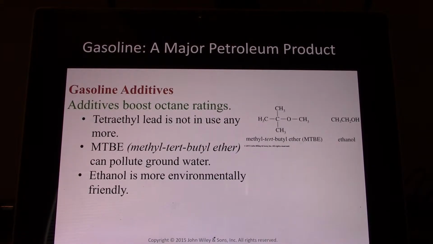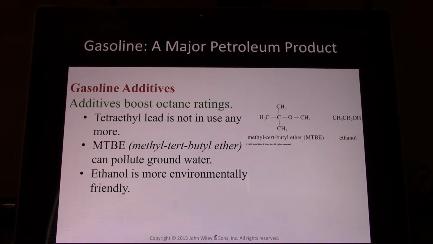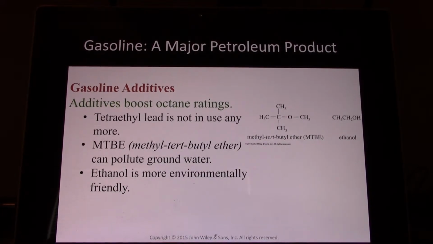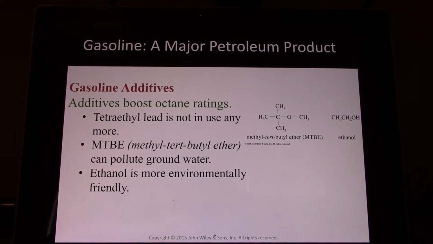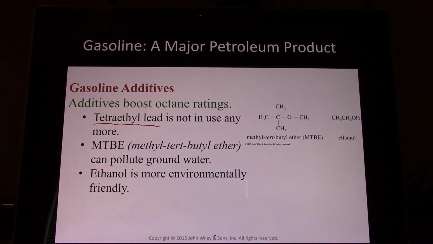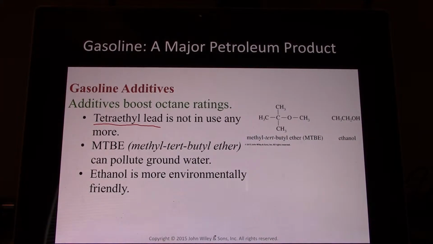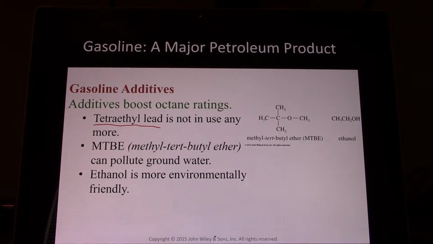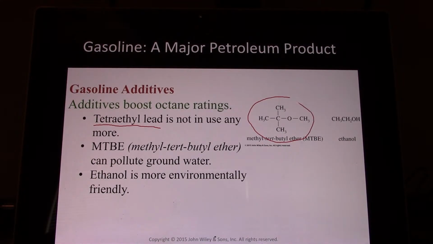Gasoline additives boost octane ratings. We used to use tetraethyl lead, but we can't use it anymore because lead is absolutely terrible for the environment and is toxic to people. So lead was discontinued, and so all fuel today is unleaded fuel. You can still get leaded fuel for race cars, but it's not allowed on the streets, so it's not street legal. And then methyl tert-butyl ether was used, and this is methyl tert-butyl ether, and it was a great product.